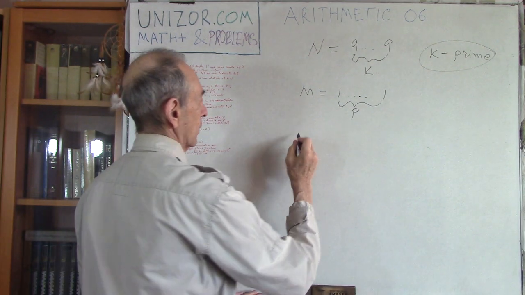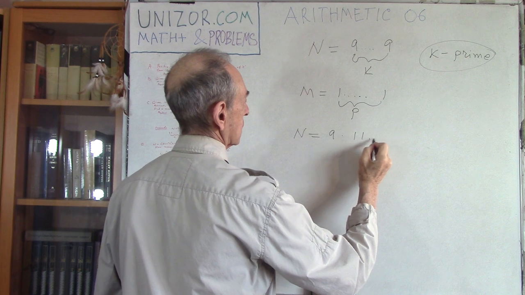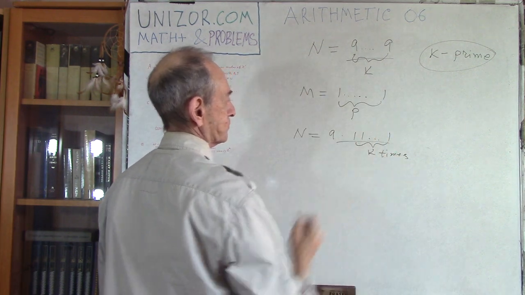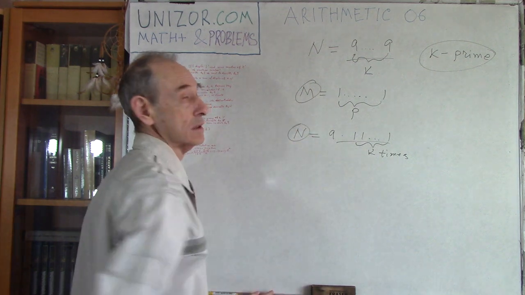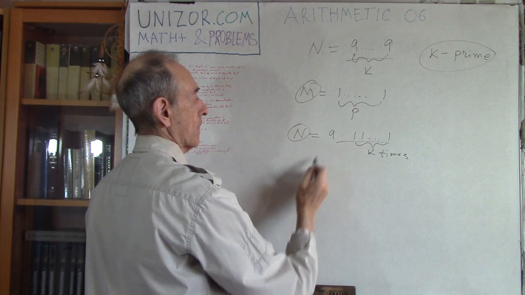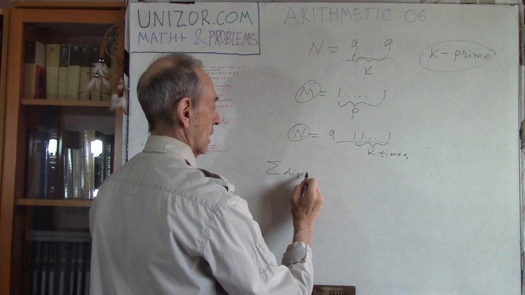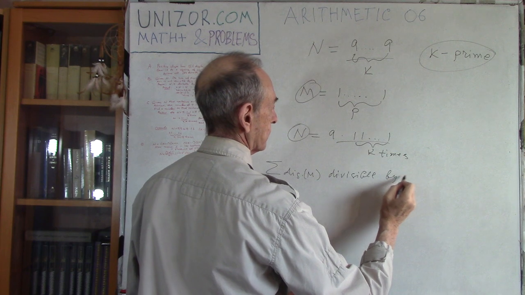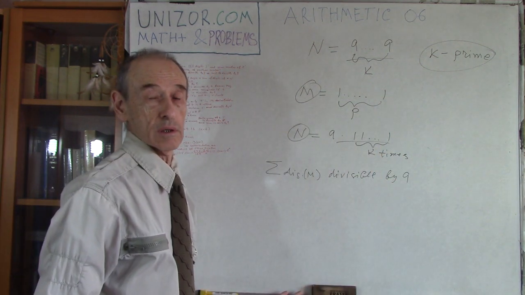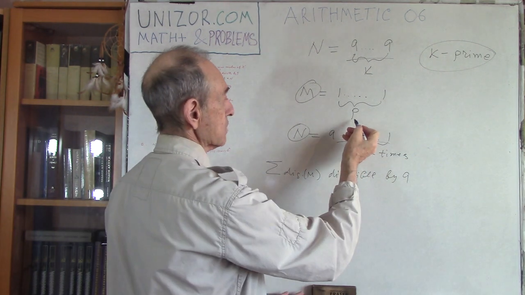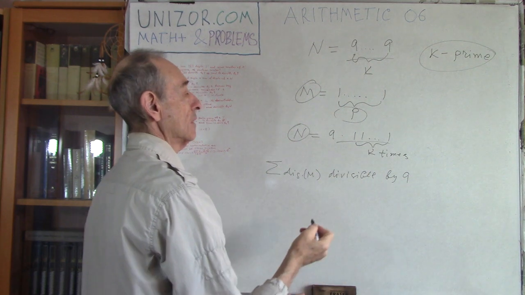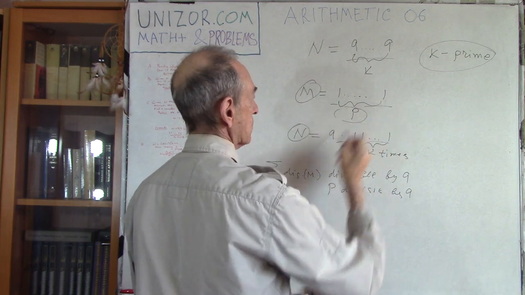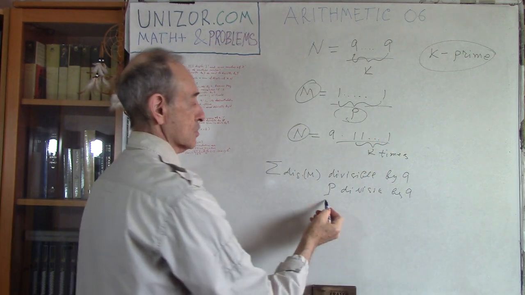Here's the solution. Now, n can be represented as 9 times 1, 1, 1, k times, right? That's obvious. So, if m is divisible by n, m should be divisible by 9, which means that the sum of digits of m should be divisible by 9. But it contains only digits 1. So the sum of its digits is basically the number of digits 1, which is, as I said, p. So basically p should be divisible by 9. Because the sum of these digits is exactly as many as the digits, which is p.